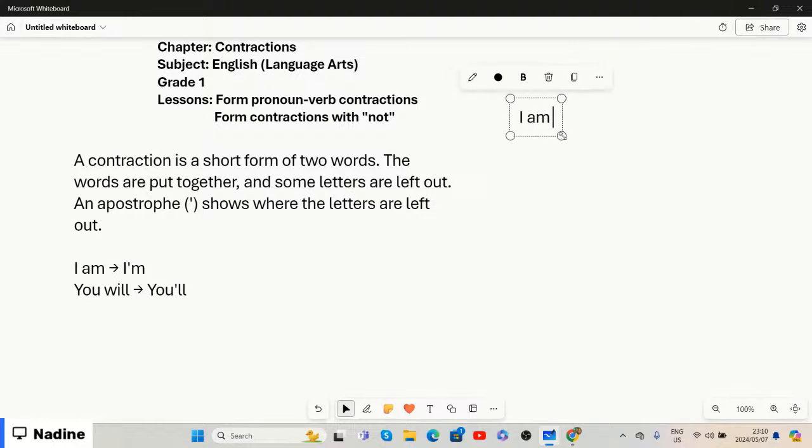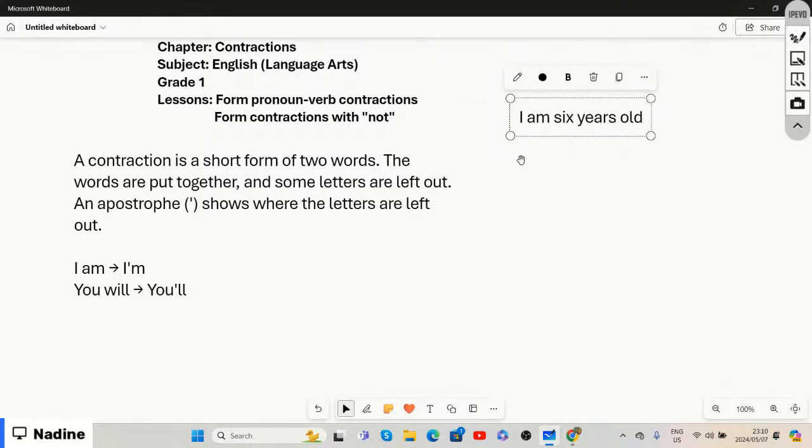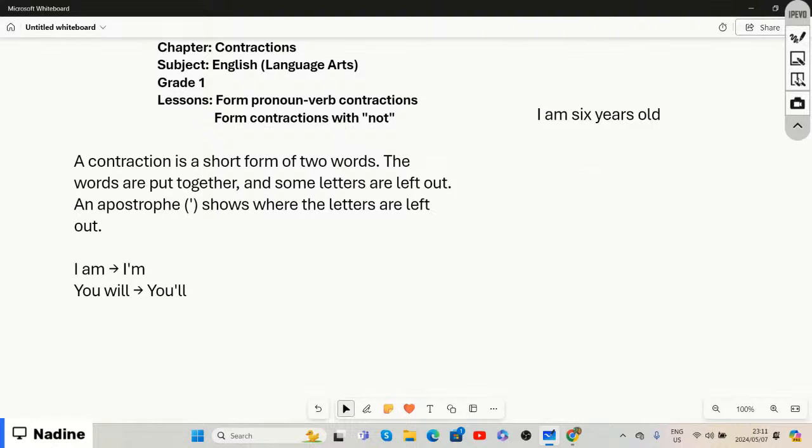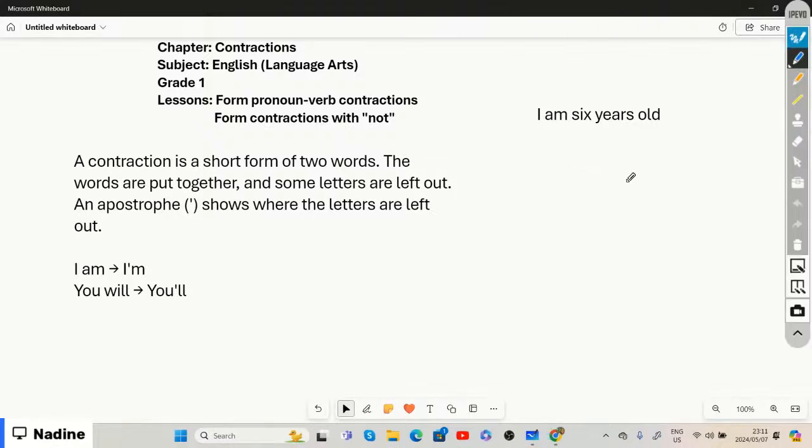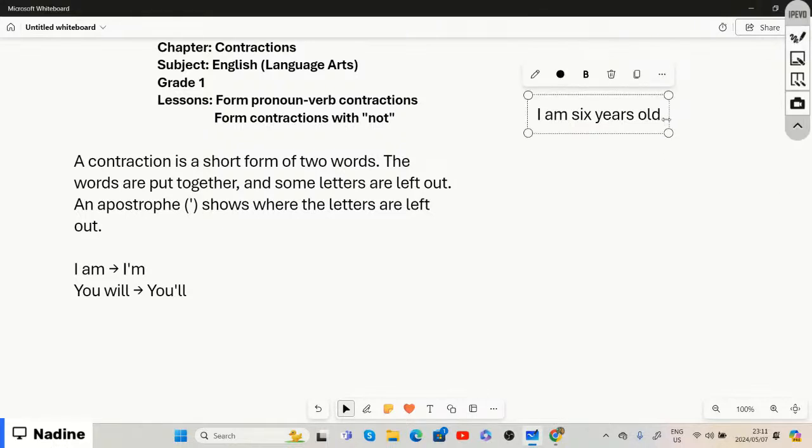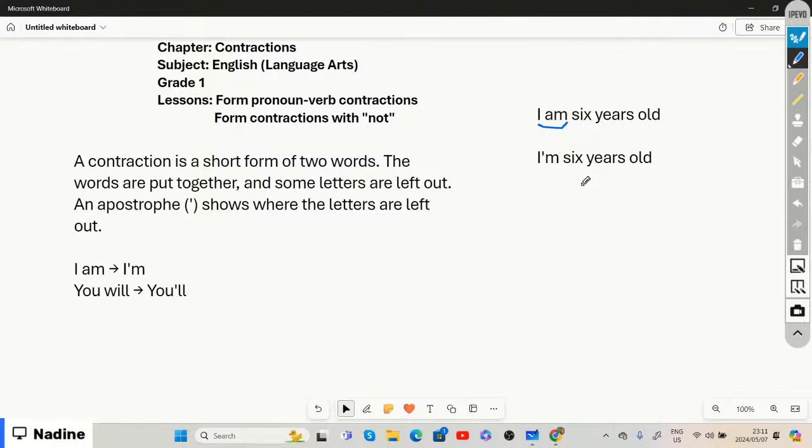So you can say I am. So instead of saying I am 6 years old, right? We can take this word I am, right? And then we can, for example, shorten these two words by making it one word, right? And then we say I'm, apostrophe, am, 6 years old, right? So instead of saying I am 6 years old, we can say I'm 6 years old. So the word I am is the same as saying I'm 6 years old.